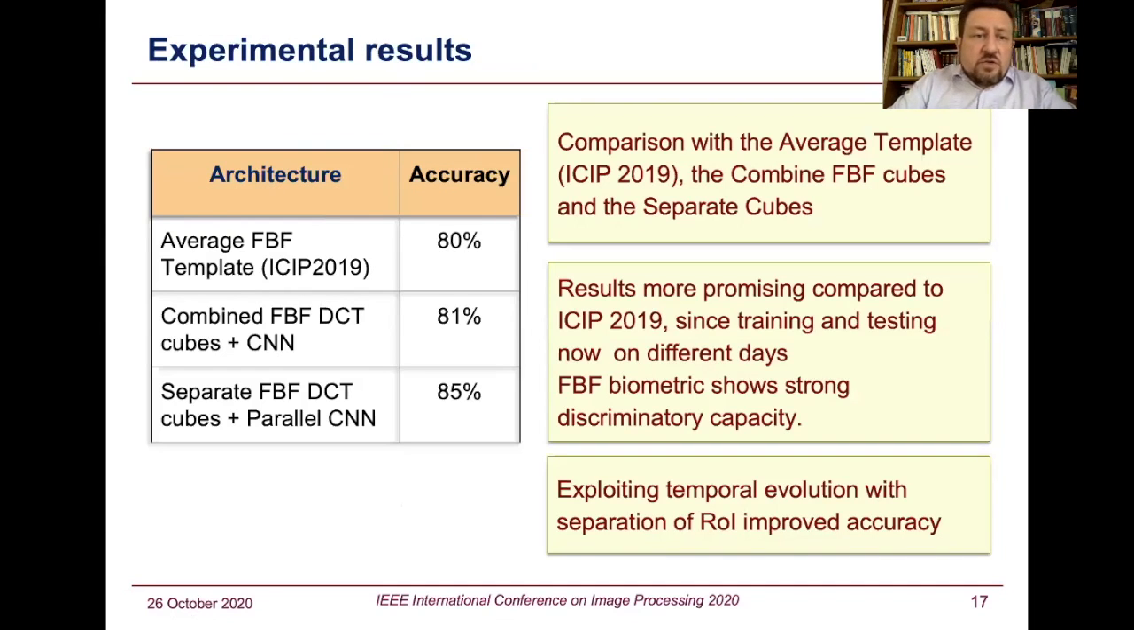So the results are here. What we compare, of course, is the new system that we propose, which is down here, the separate FBF DCT cubes plus parallel CNN, with the approach proposed in ICIP 2019, which gives 80% and 85% compared to the new system. And of course, we also tested whether separating the cubes or not will make any difference. Here we have the DCT 3D cube with all the areas combined into a single 3D cube that was fed to a single CNN. So we see here that this produces a huge difference.